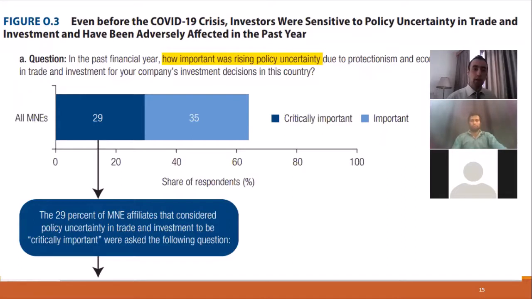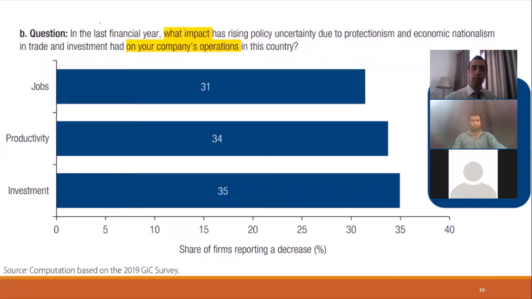So from those 29%, they asked a second question. And what was that second question? This is the second question. What impact has rising policy uncertainty had on your company's operation in this country? 51% of these people mentioned at least one factor affected by policy uncertainty. 31% said that their business experienced decrease in jobs. 34% mentioned decrease in productivity in their business. And finally, 35% of them reported decrease in the level of investment.